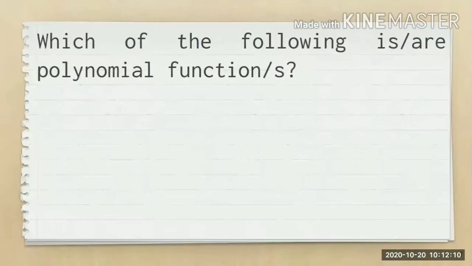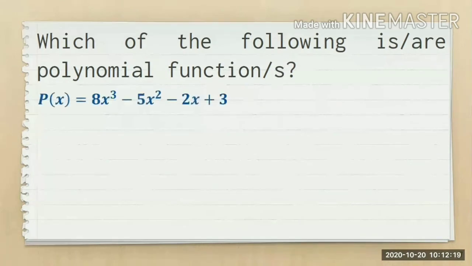So let's see kung naintindihan po ba ang polynomial functions. So which of the following is or are polynomial functions? So think carefully. So we have here p of x is equal to 8x cubed minus 5x squared minus 2x plus 3. And we also have p of x is equal to 9x squared plus 4x minus 2 over x plus 5. So you can pause this video para i-identify or i-observe po yung ating given functions.